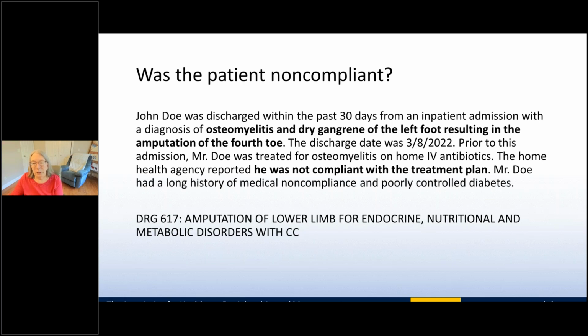Prior to that admission, the March 8th admission, Mr. Doe was treated for his osteomyelitis on home IV antibiotics, but the home health agency reported he was not compliant with that treatment plan. And he had a long history of medical noncompliance and poorly controlled diabetes. So get that in the record if you can, because that definitely helped with our appeal argument on this particular case. So this DRG was 617. So he came in, he had an amputation of the fourth toe on his left foot.